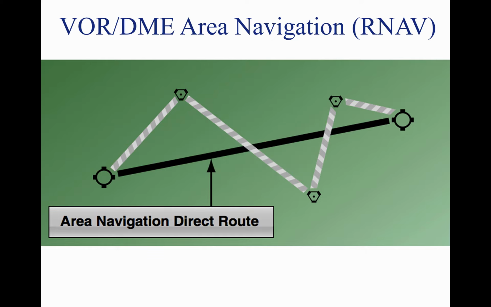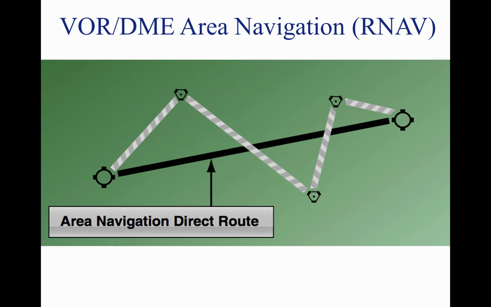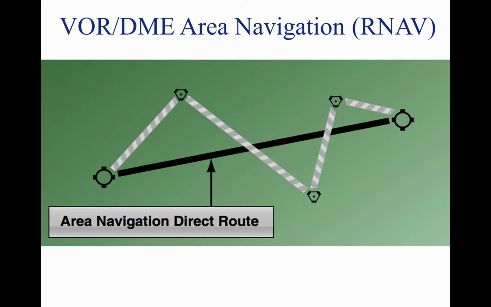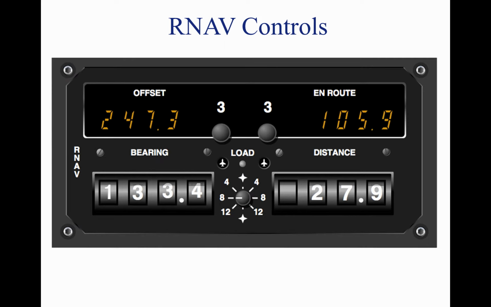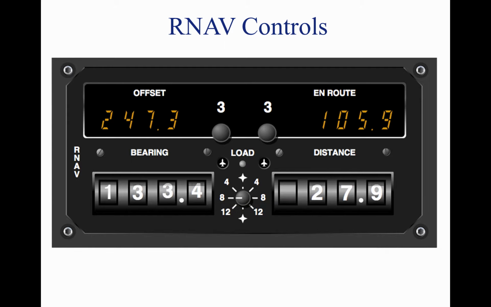VOR DME-based RNAV units operate in at least 3 modes: VOR, en route, and approach. A 4th mode, VOR parallel, may also be found on some models. The units need both VOR and DME signals to operate in any RNAV mode. If the nav aid selected is a VOR without DME, RNAV mode will not function. In the VOR, or non-RNAV mode, the unit simply functions as a VOR receiver with DME capability. The unit's display on the VOR indicator is conventional in all respects.